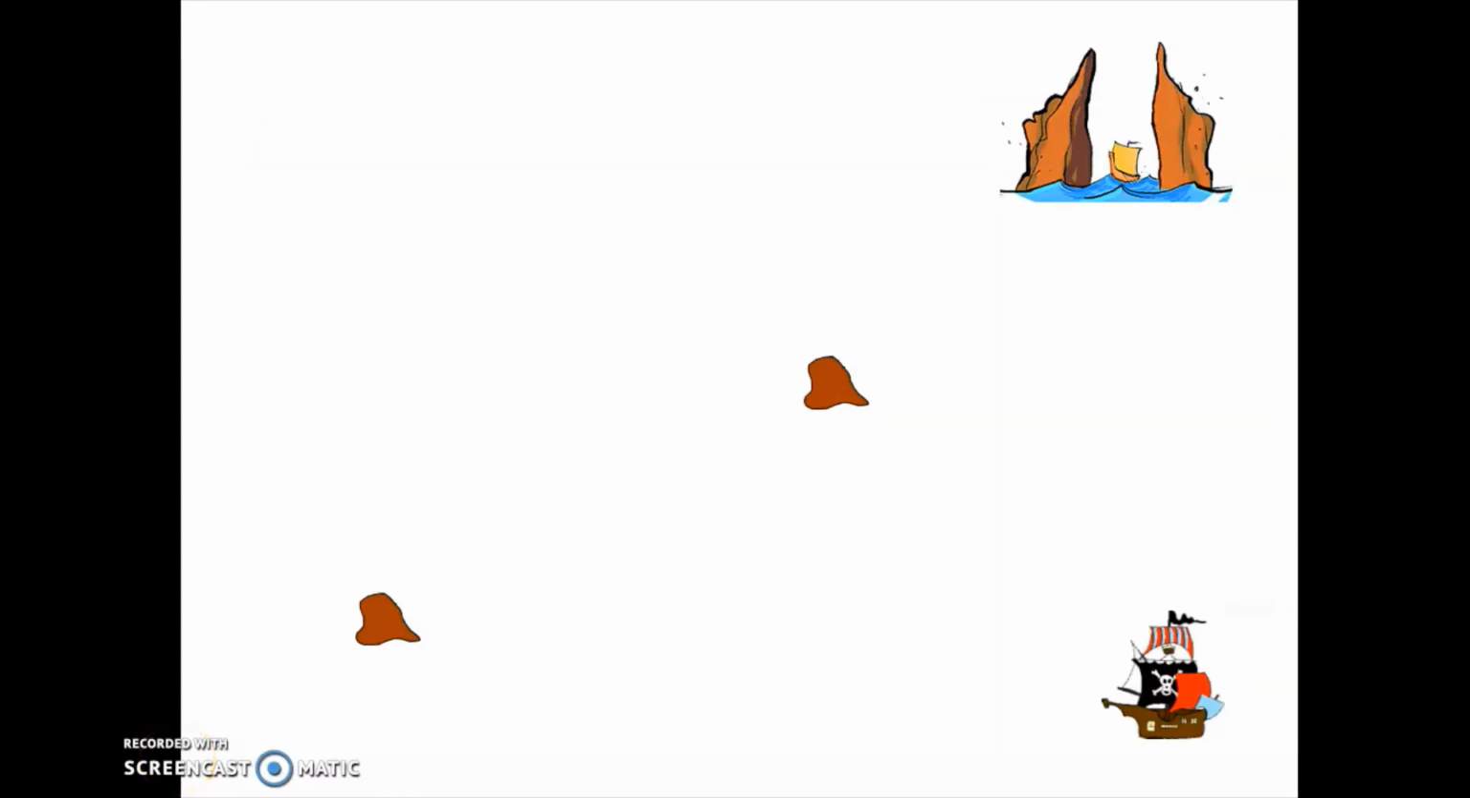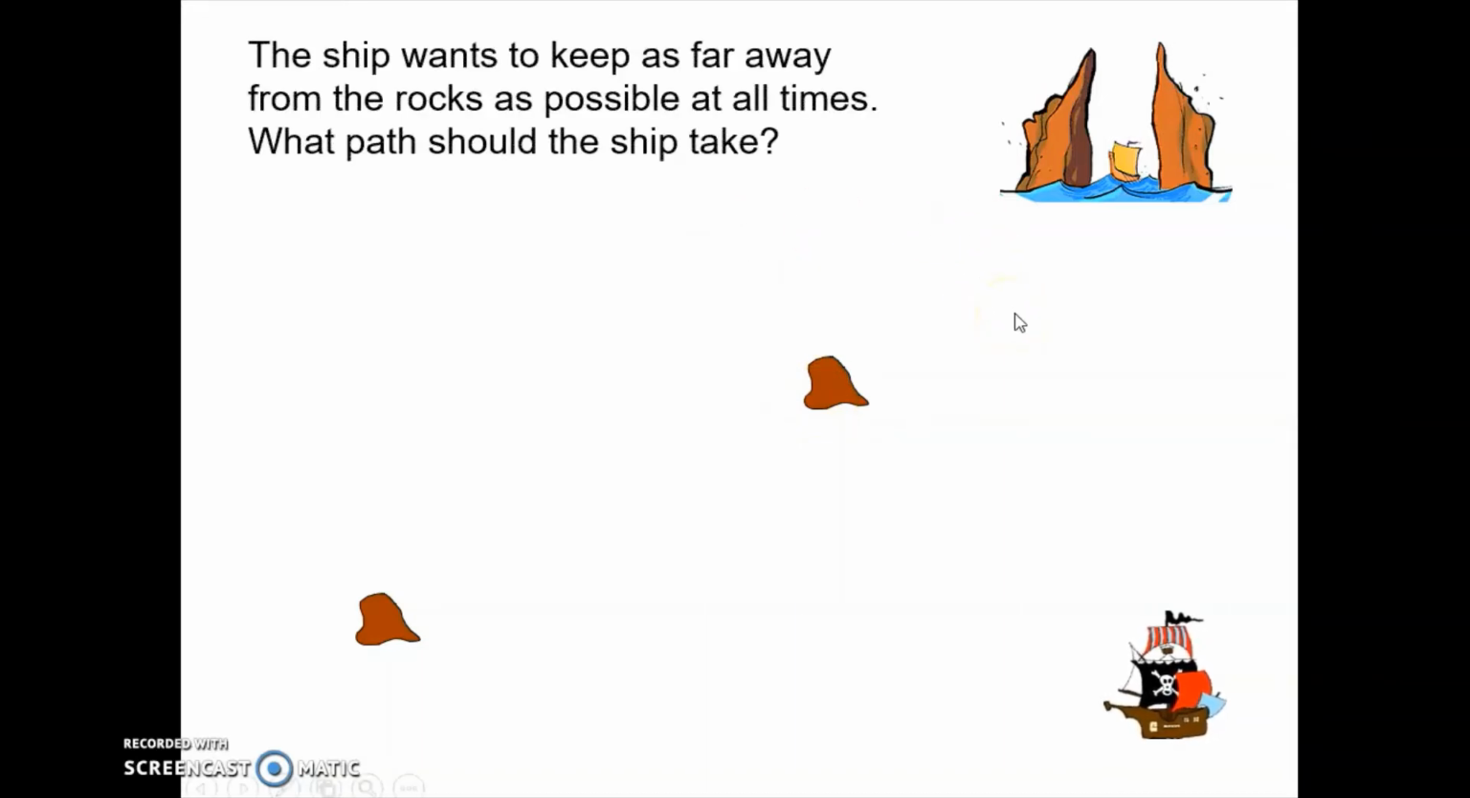Okay, the next construction to look at is constructing the perpendicular bisector between 2 points. So if we put that into a little bit of context, if this ship was sailing and wanted to sail in between 2 rocks, it doesn't want to go too close to this rock and it doesn't want to go too close to this rock. So the safest route for the ship is to go along a line which is exactly halfway in between this rock and this rock. So the ship wants to keep as far away as possible from the 2 rocks.